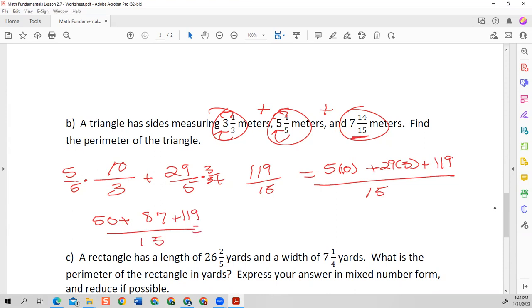So let's add it up. 50 plus 87 plus 119 is 256 over 15. 15 is divisible by 3 and 5. I know 5 won't go into 256, so let's see if 3 will go into it evenly, and it does not, so that is my final answer. Be sure to read if it wants you to convert it to a mixed number or not.